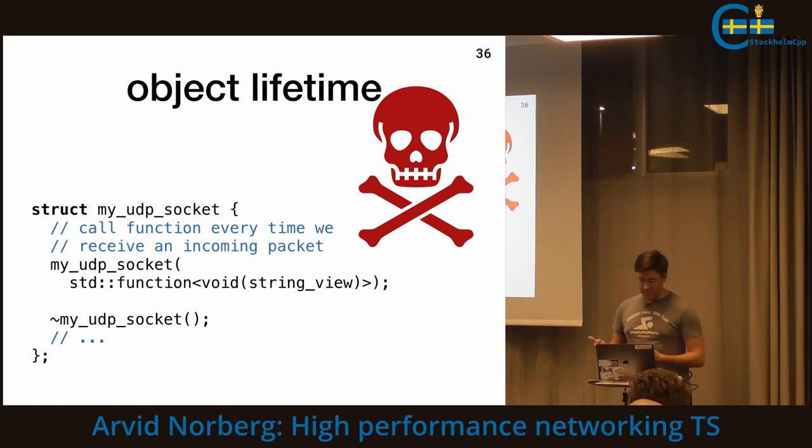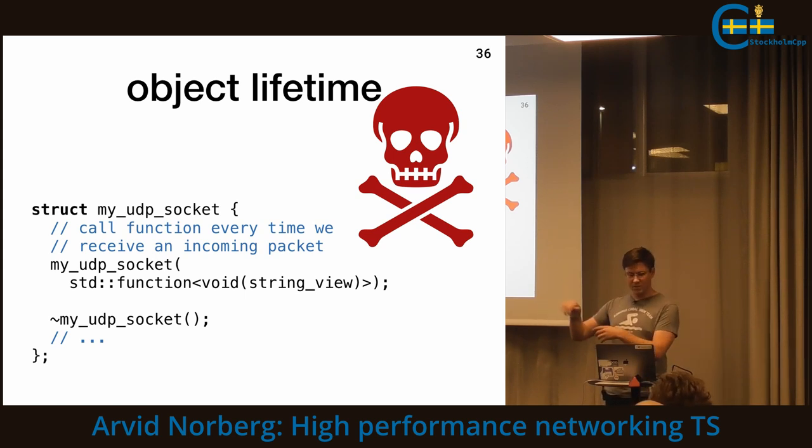So there are a few issues here. In the destructor, the underlying socket will be closed, right? So there might be some wrapped handler this UDP socket has. It cannot be a member function of the UDP socket. It has to be of some other heap allocated object, right? Because it's undefined behavior to get a member function called on you after you're destroyed.